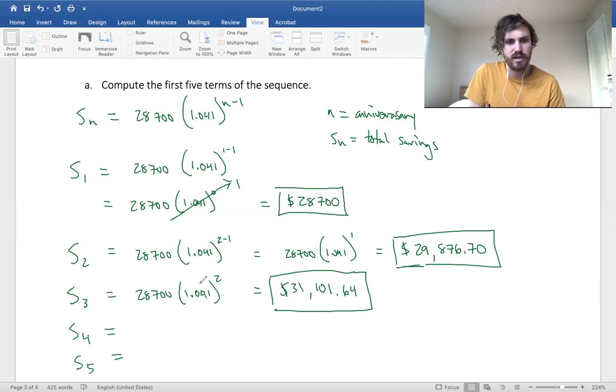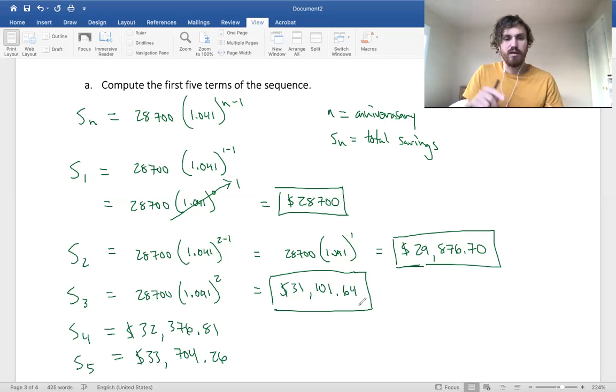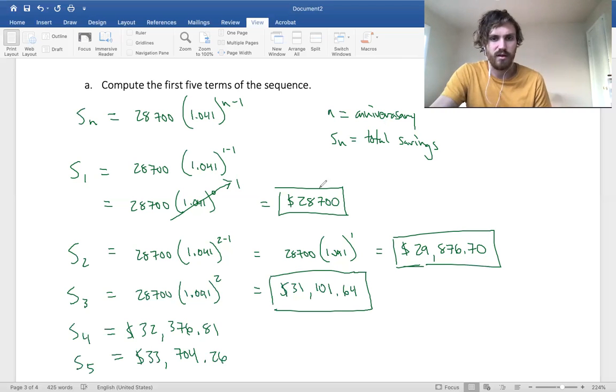And what I'm noticing is that each time I'm just multiplying by 1.041 again. So if I multiply this by 1.041, I end up with 32,376.81. And if I multiply by 1.041 again, I get 33,704.26. So these are my inputs and outputs leading up to the first anniversary, second anniversary, third anniversary, fourth anniversary, and fifth anniversary, and how much money is in the savings account.